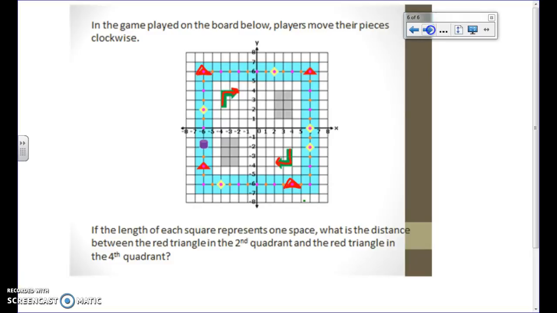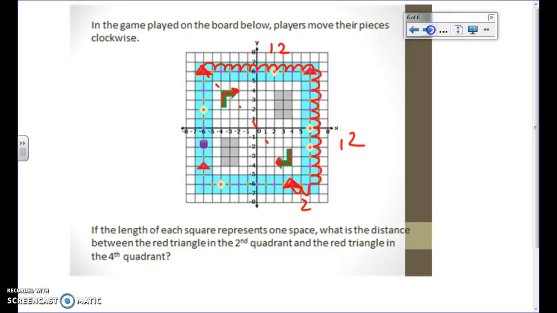So how far is it? Now, unfortunately, when you're playing board games, you can't just cut straight across the map. So we're going to have to count all the way around. And if each space is 1, 2, 3, 4, 5, 6, 7, 8, 9, 10, 11, 12, that's a distance of 12. 1, 2, 3, 4, 5, 6, 7, 8, 9, 10, 11, 12. That's a distance of 12. 2, and that's a distance of 2.